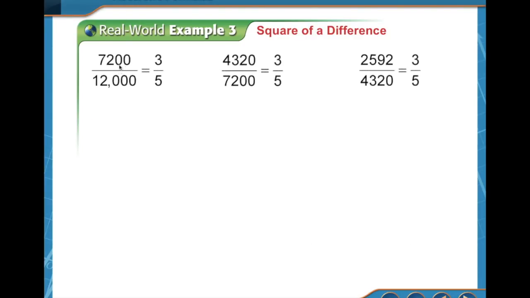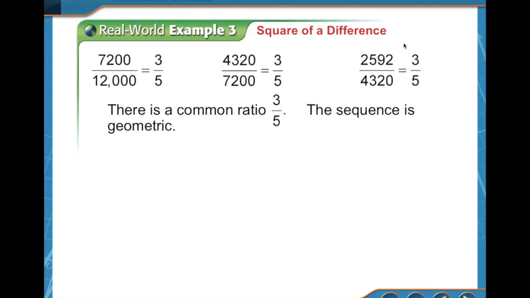So there is no common difference. We already said that. But if you take one term and divide by the previous term, you get 3/5. If you take the next term and divide by the previous term, you still get 3/5. Take the last term, divide by the term before that, still 3/5. One more time. So there is a common ratio, and it is 3/5. So this sequence is geometric, and that is because there is a common multiplier.